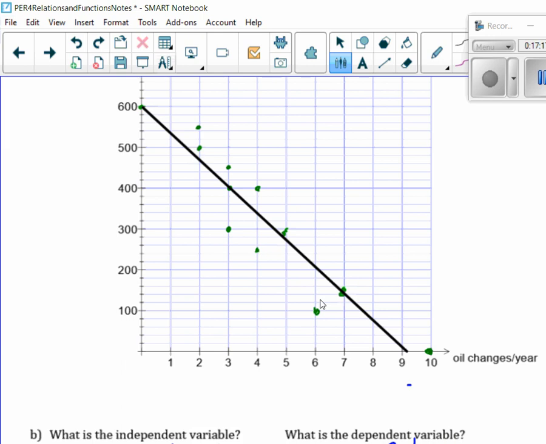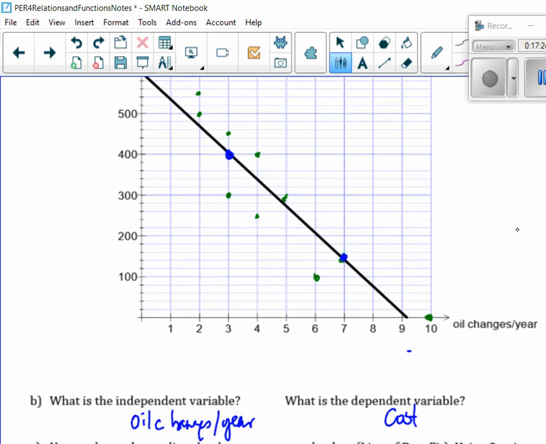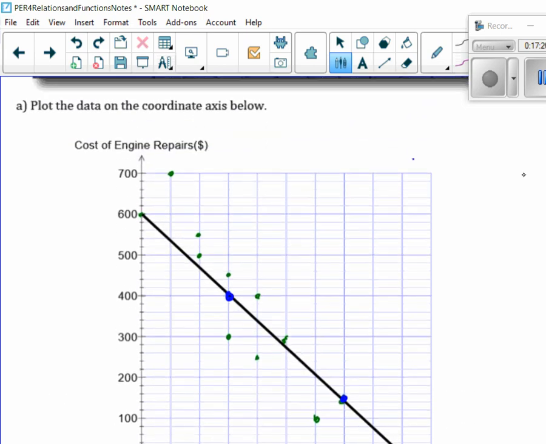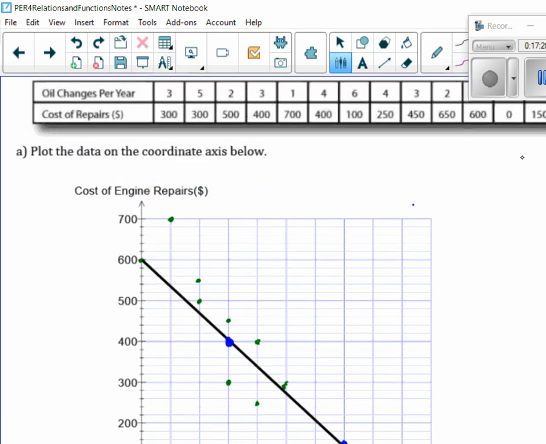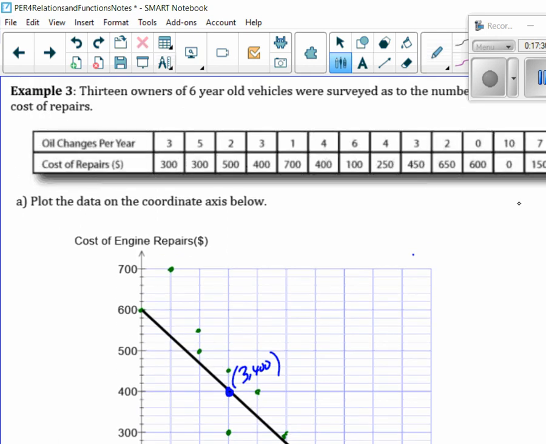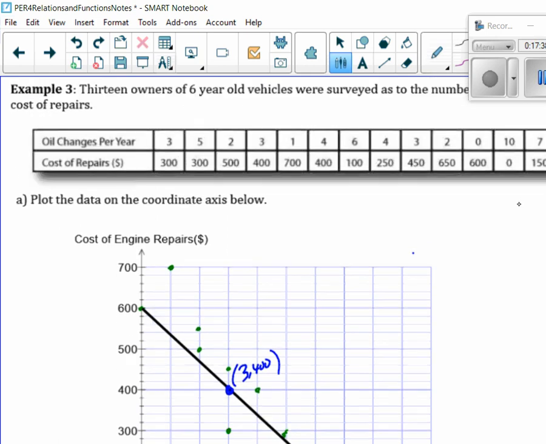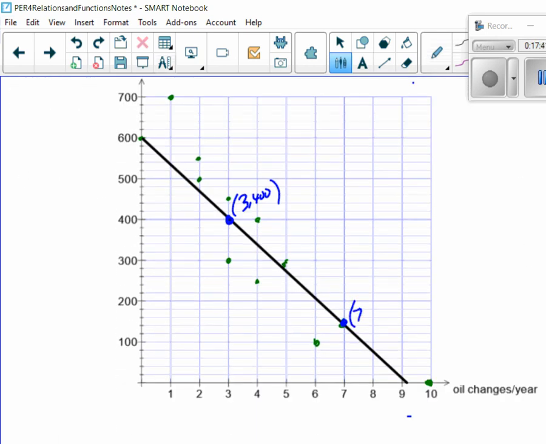I'm thinking I want to use this one right here and this one right here. I don't know what they are, though. I'll have to look it up on my chart. That's the 3 one. Looks like 3-400, and this one was 7-150.